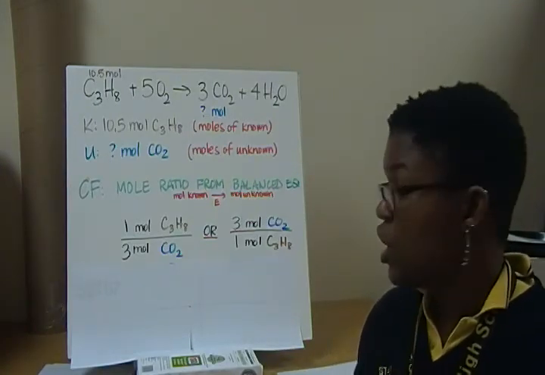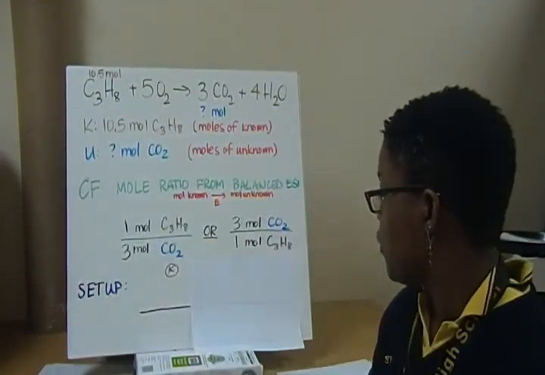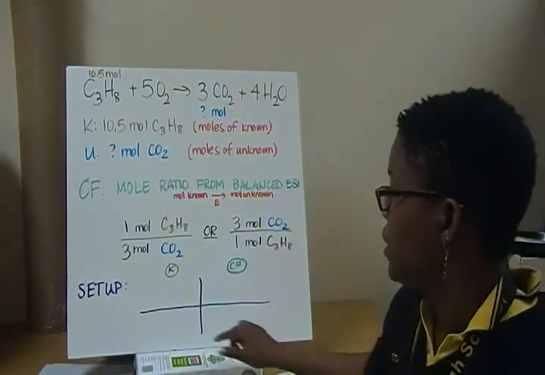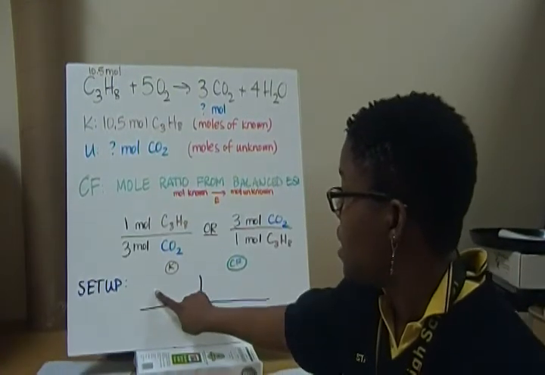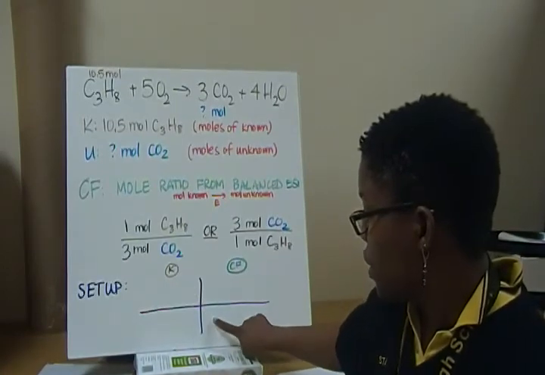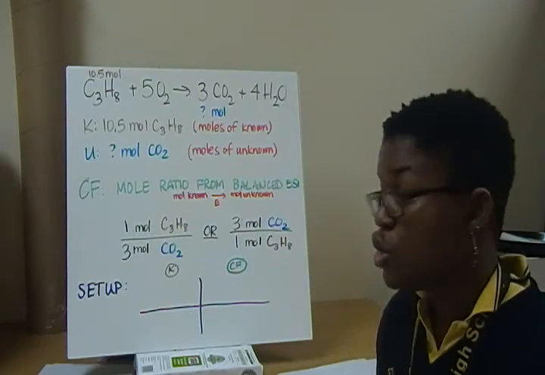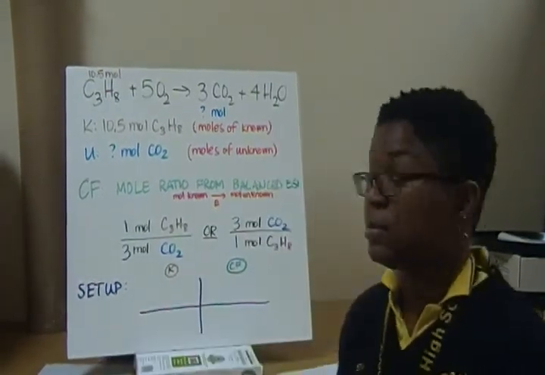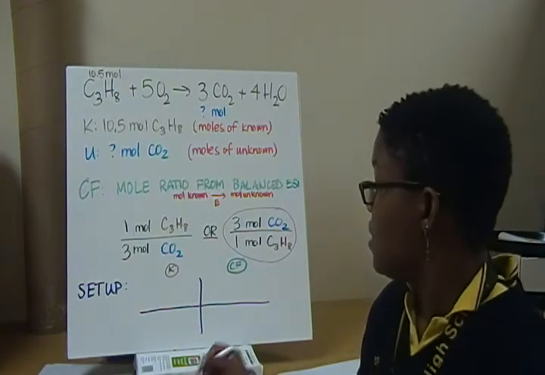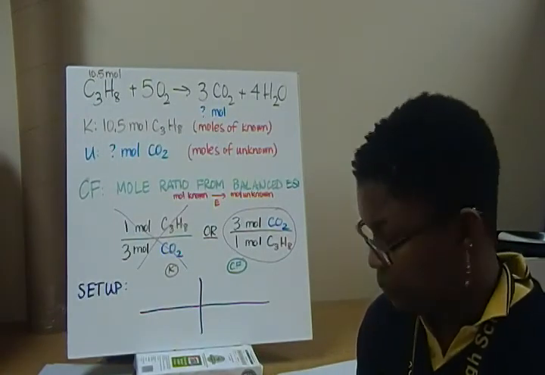To think about that, you have to think about your setup. Our setup typically has our brackets with our known in the first column and our conversion factor in our second column. If our known is our 10.5 moles of C3H8, that'll go here. We're going to need our conversion factor to have moles of C3H8 here in order to cancel. So in that case, this option here is the best one. This one will not work, and in fact, it will give us the wrong answer.